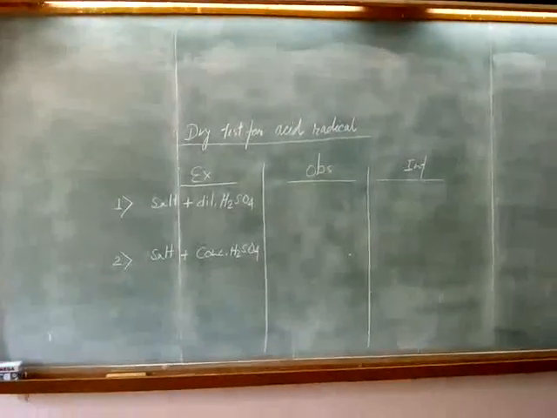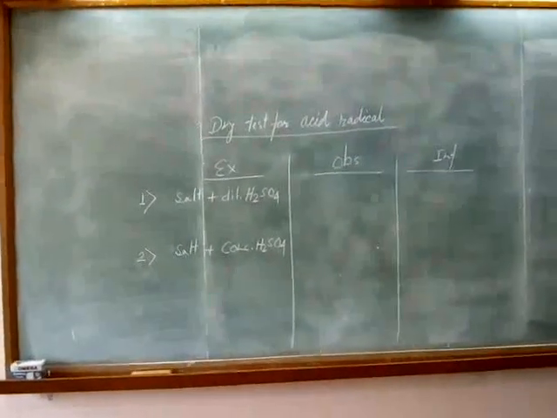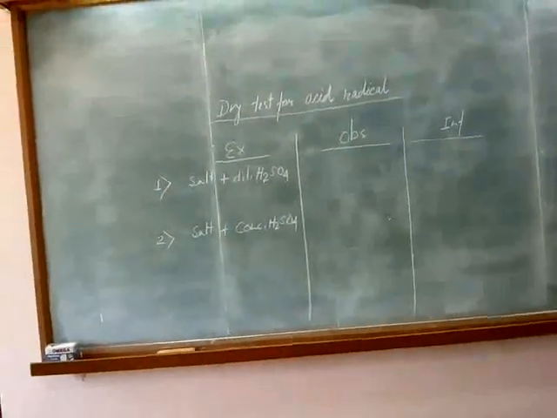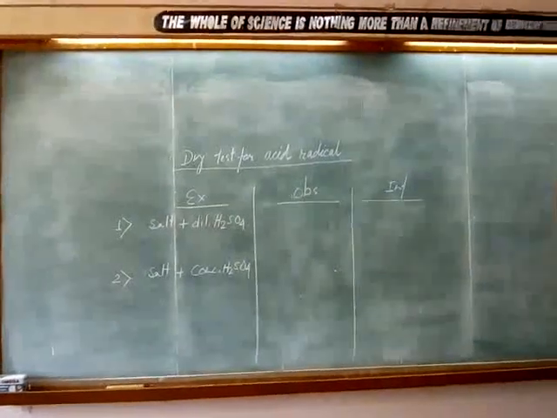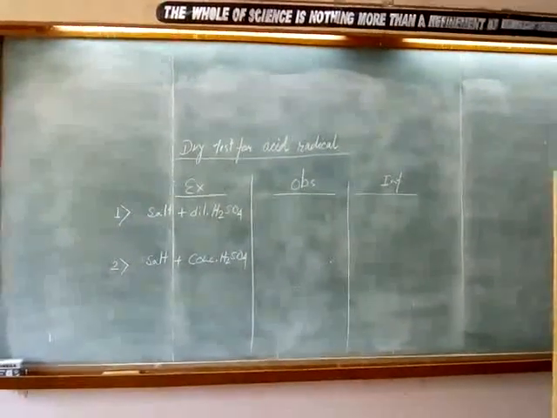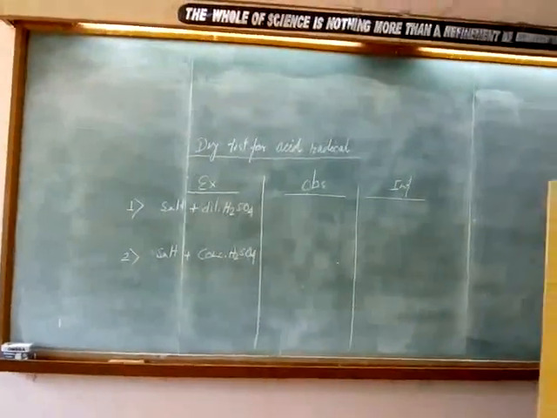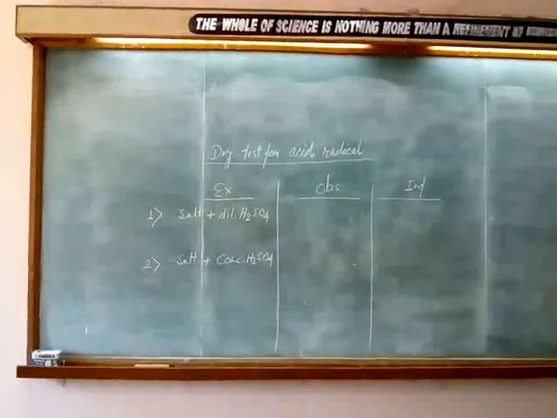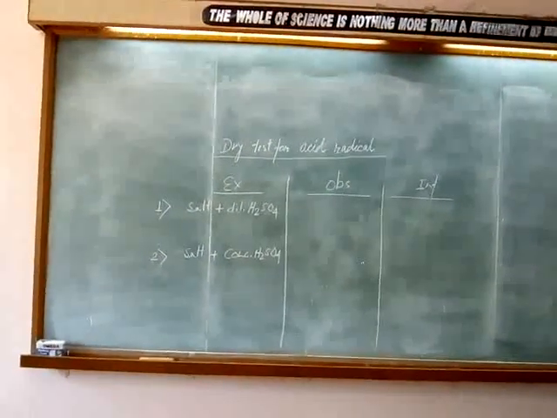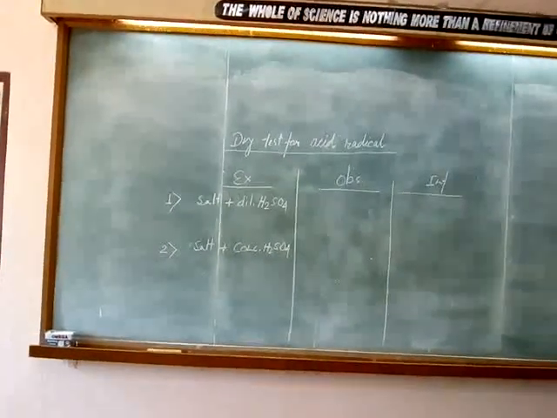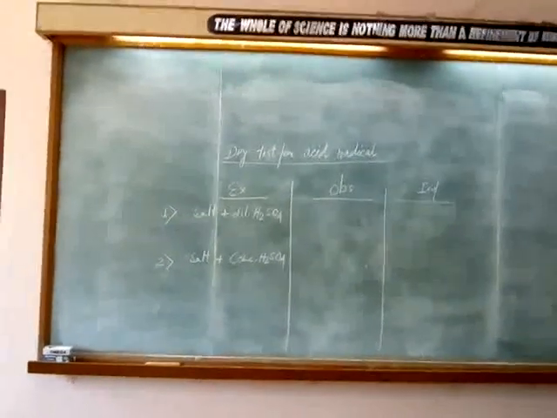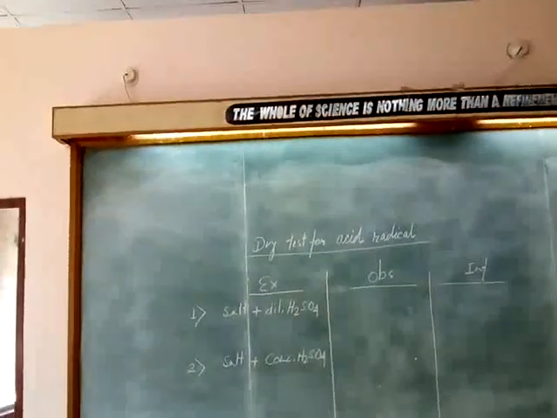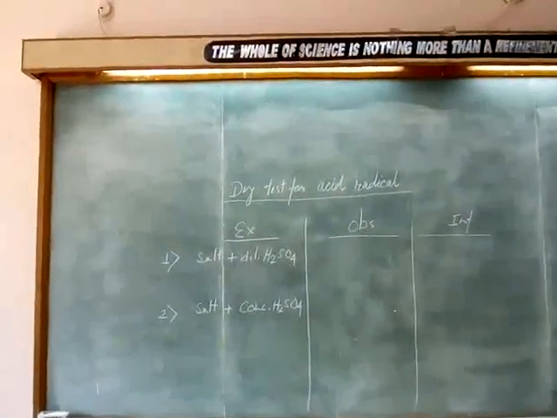Now we are going to do the dry test for acid radical. First we will detect the acid radical, then we go for basic radical. In the dry test there are two tests. Number one is the dilute sulfuric acid test, and number two is the concentrated sulfuric acid test. Remember, all dry tests are called preliminary tests and all wet tests are called confirmatory tests.